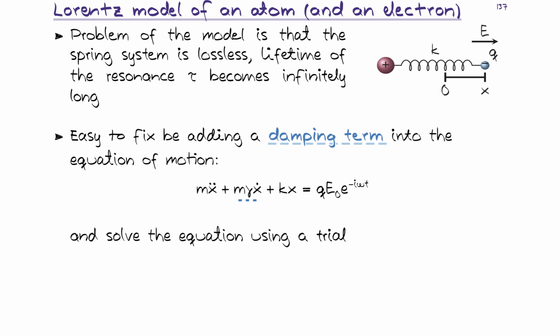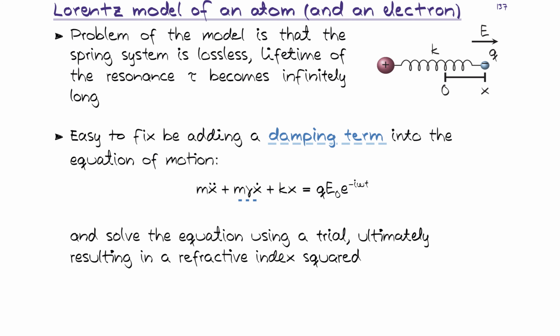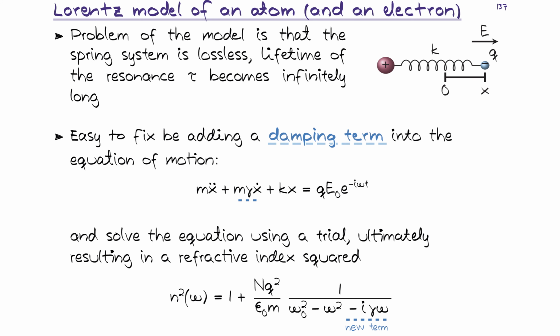And of course, again, we use a trial function, and ultimately we do not do the derivation here. We have a refractive index profile where n squared is 1 plus N times q squared divided by vacuum permittivity epsilon naught times mass, and then we have the same term as before for the frequency differences, plus a new term, minus i, where i is the imaginary unit, times gamma, the damping term, times omega. This is a new term that we did not have before, and this is actually the key for improvement.